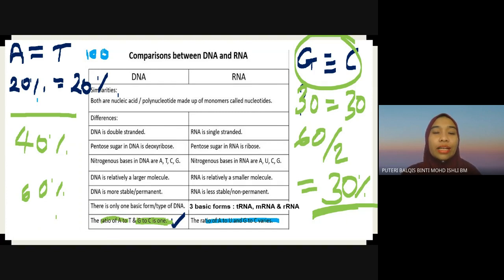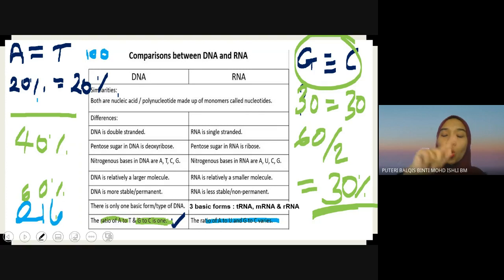Kalau ada juga soalan dia tak bagi dalam bentuk percentage, dia bagi dalam bentuk jumlah. Contoh, dalam DNA ni ada 216 bases. A ni ada 18. Macam tu. Cari nilai G. Macam itulah. Ikut soalan. Kadang dia bagi percentage, kadang dia bagi jumlah saja tanpa ada percentage. Okay, the whole number lah.